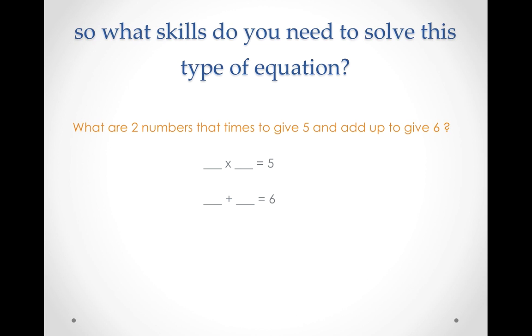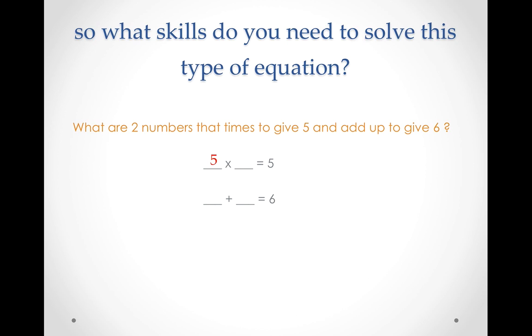Alright, there are two sets of skills that we need to be able to master before we can actually attempt to solve a quadratic equation. The first skill is a bit of a fun one. What are two numbers that times to give 5 and add up to give 6? This is a skill we're going to have to get quite good at. Now I've put it into easier notation for you. So what times what will give 5, and using the same numbers, what plus what will give 6.